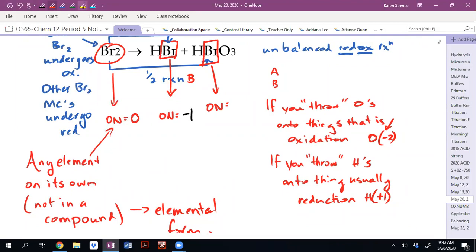What is the oxidation number of Br in HBrO3? Yes, it is.